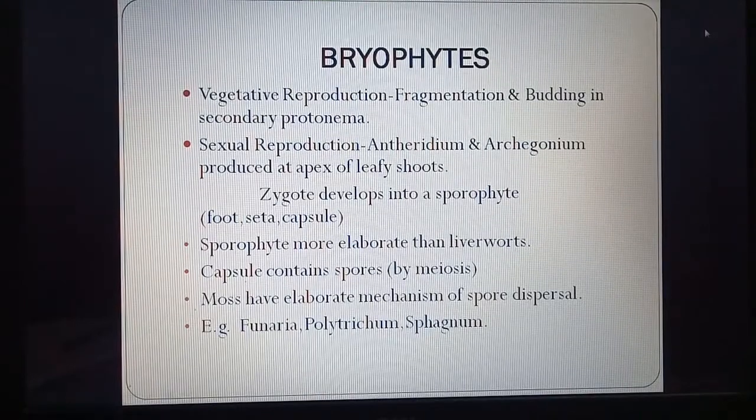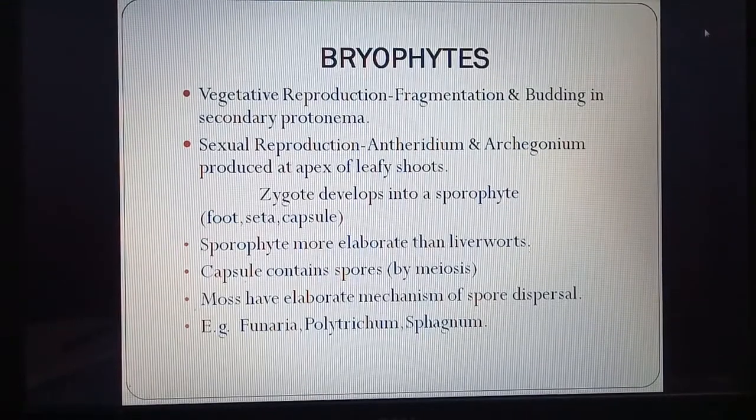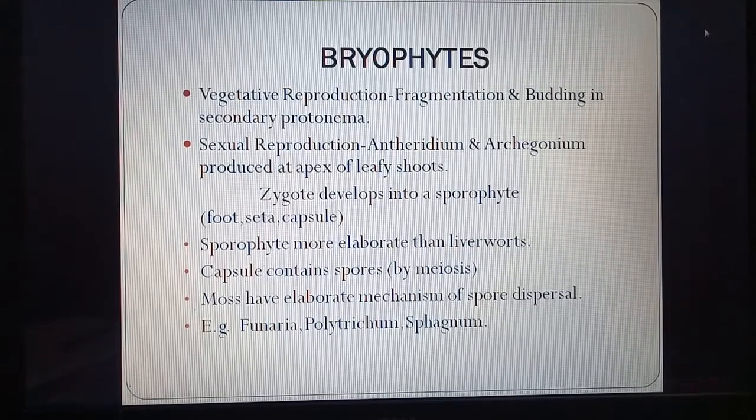Vegetative reproduction takes place by fragmentation and budding in secondary protonema. So fragmentation also takes place and sometimes buds are also produced. Sexual reproduction is by antheridia and archegonia. They are produced at the apex of leafy shoots, so at the tip of shoots where leaves are found. Zygote develops into sporophyte, which has foot, seta and capsule, and it is the diploid stage.